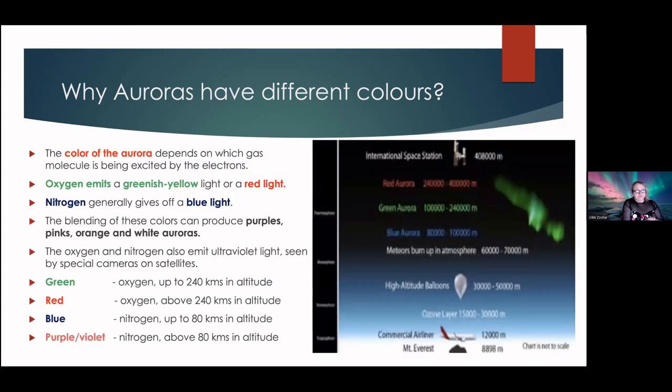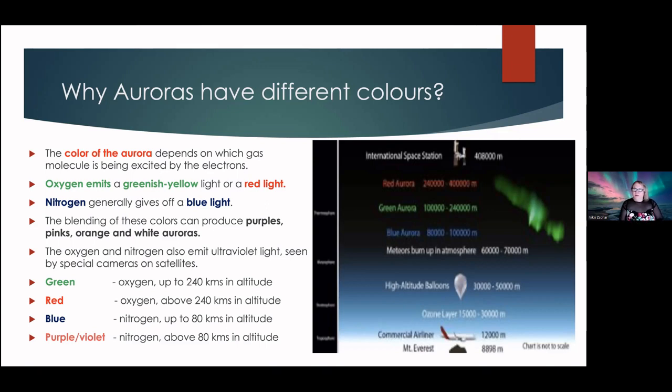And based on what atom or molecule the solar wind material, coronal mass ejection material, or solar flare material hits, depending on that, the colors are different. And I wrote it down here for you so that you can remember it more than just me saying it.